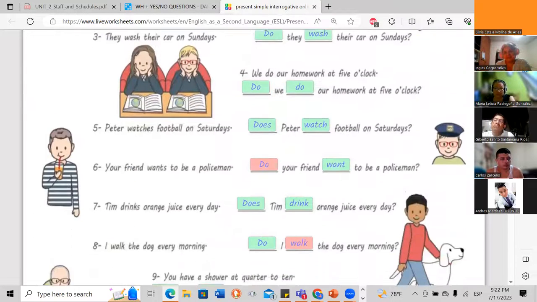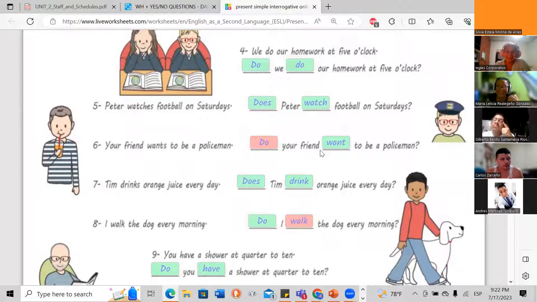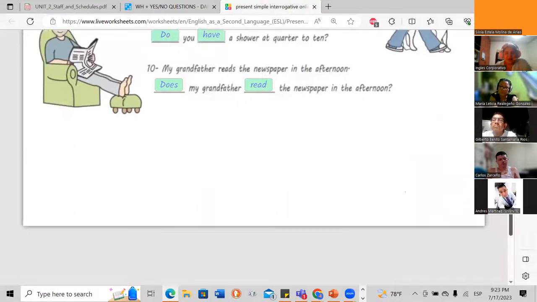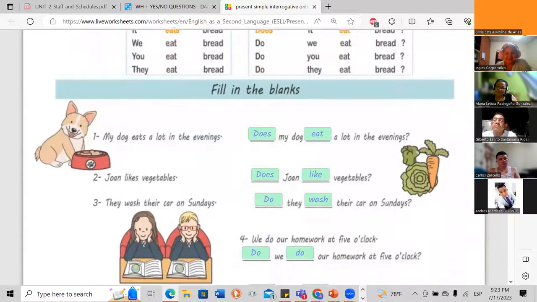Eso le iba a preguntar, pero no hallaba cómo hacerlo en inglés, porque ahí si das, se le suprime la S. Because it's your friend, yes, I'm sorry, I forgot that. It is talking about your friend, or she or he in this case, right? He, because he's a policeman. I don't know why it's in red, but it's okay. So it's talking about someone, third person. That will be does, your friend. Okay, guys. Sorry.